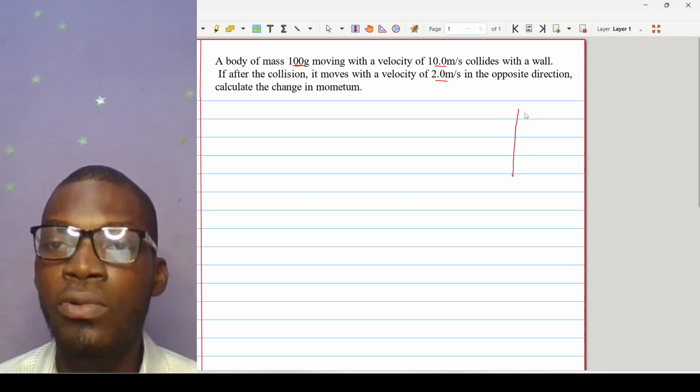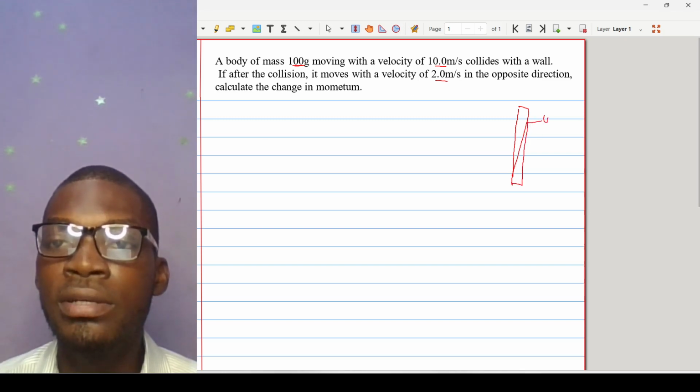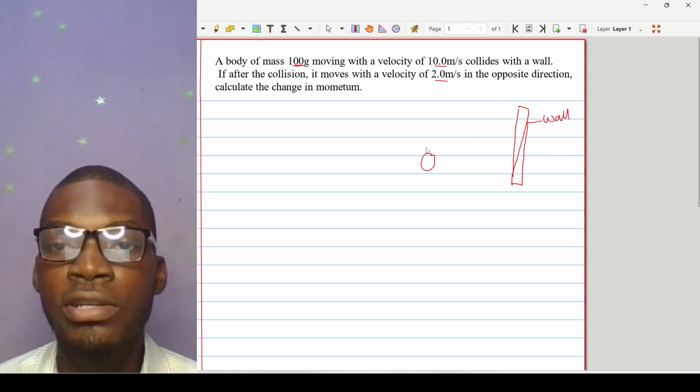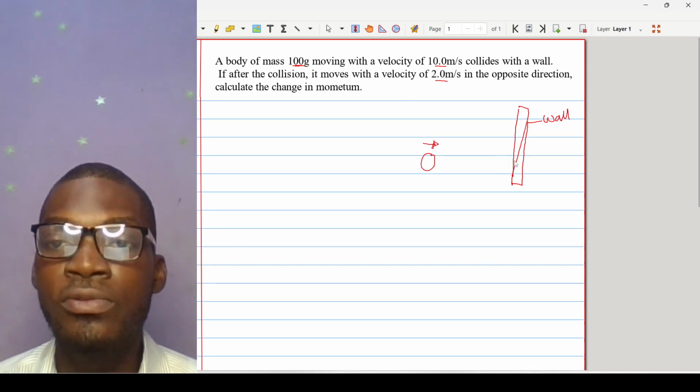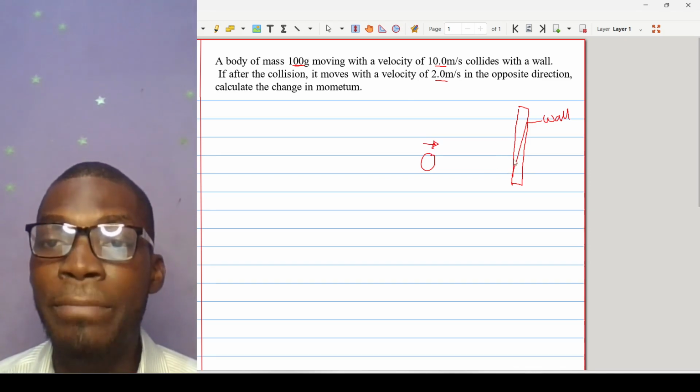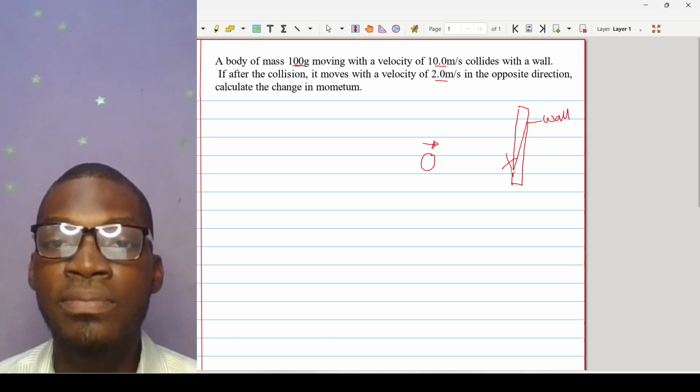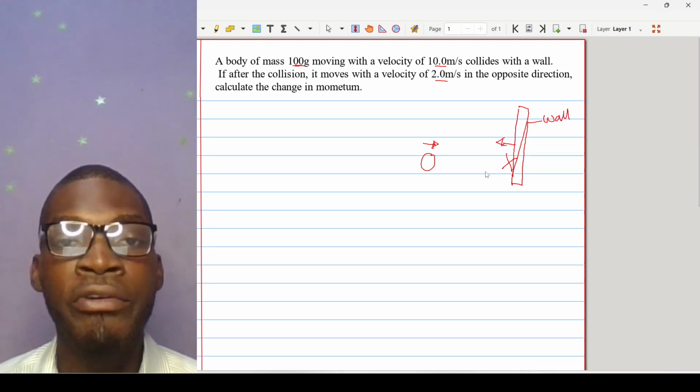So let's assume this is the wall. Assume we have a wall here, and the body is moving in this direction. If this is a ball, you could imagine a ball that is moving in this direction. When it gets to the wall, there's going to be a reaction force. Remember, one of Newton's laws of motion is that for every action there is an equal and opposite reaction. So upon impact, there's going to be a reaction force from the wall onto the object that's going to push it in the opposite direction.